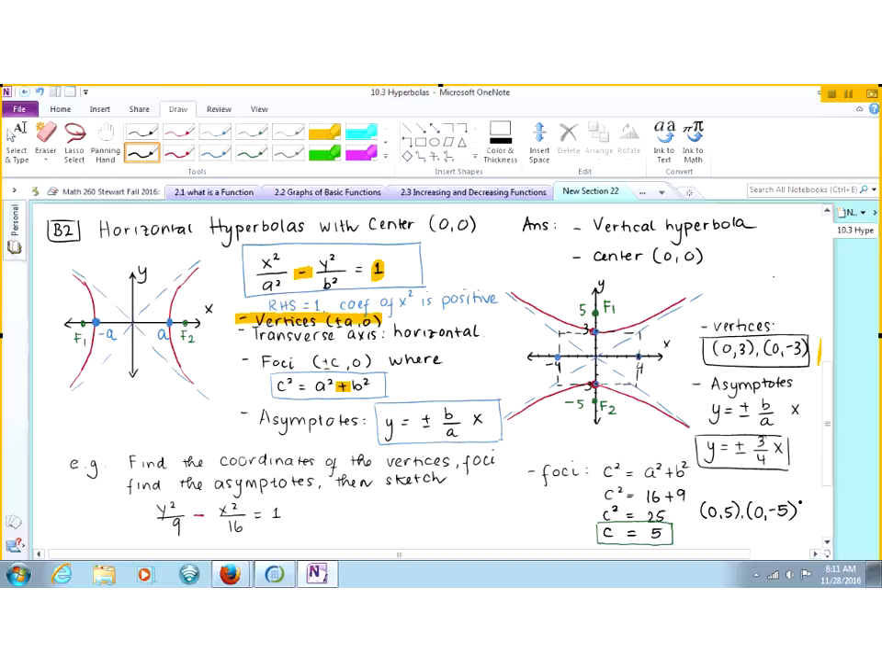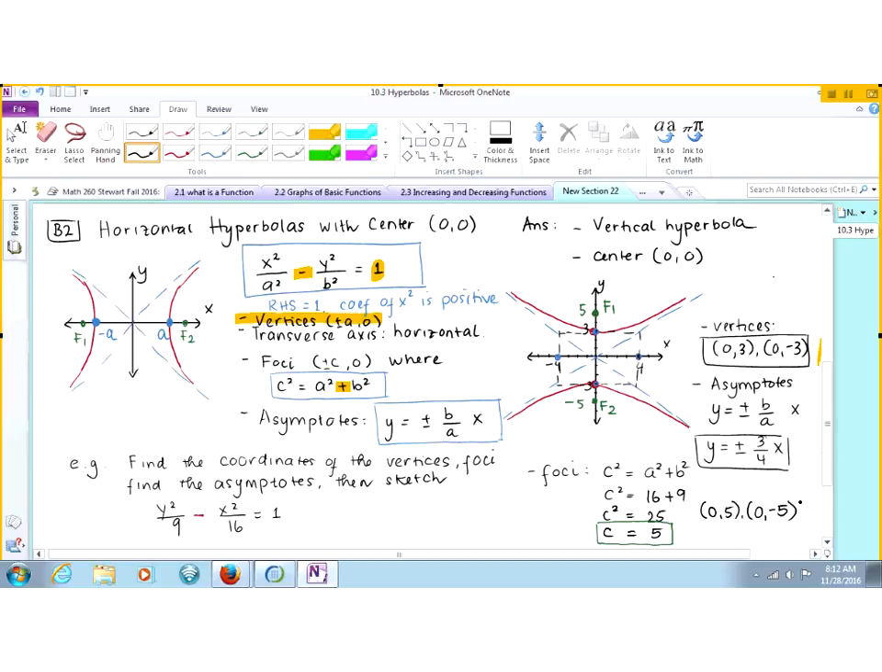Yes, and the sketch is even more important for translated hyperbolas with center h, k instead of 0, 0, because otherwise you have to memorize, oh, is it h, k plus a, or is it h plus a, k, things like that. So we don't want to memorize the formula. Does that make sense? Okay.